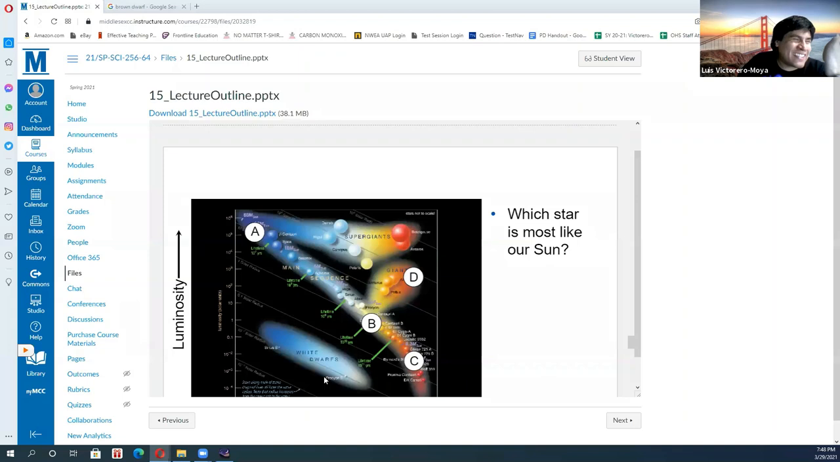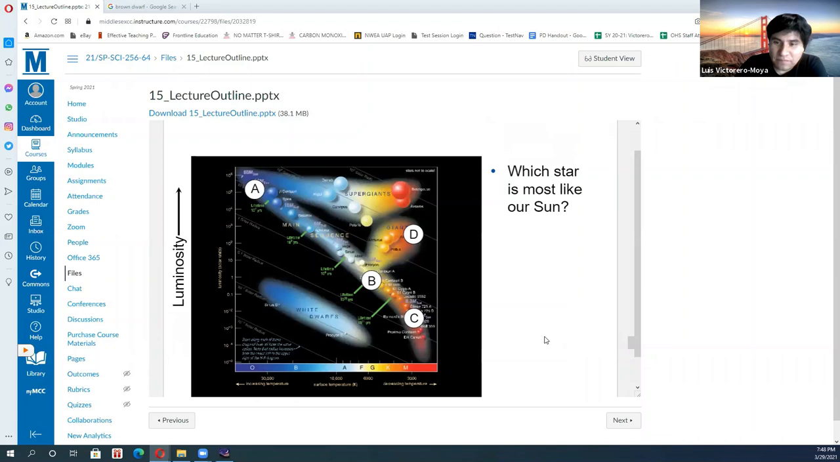So that is white dwarfs. Neutron stars are neutron-degenerate matter. And black holes are their own thing that we will talk about later. All right? So there it is. All right, what's the answer for this question? Which star is most like our sun? E. Huh? E. B. Good.